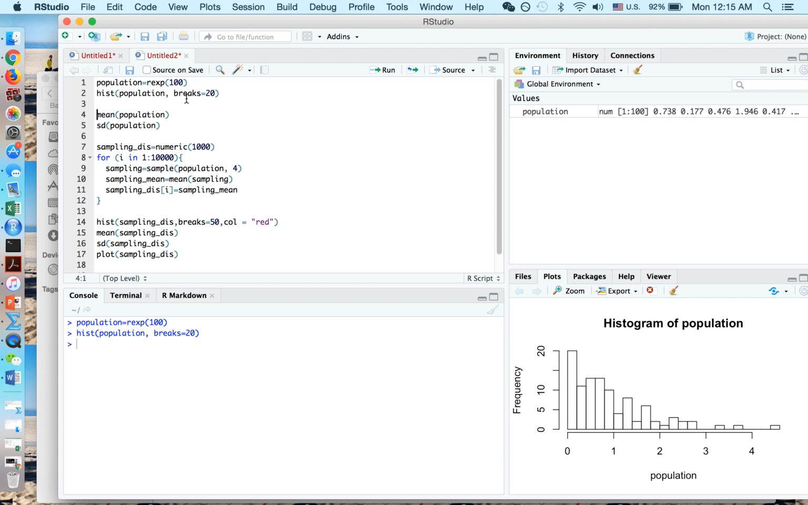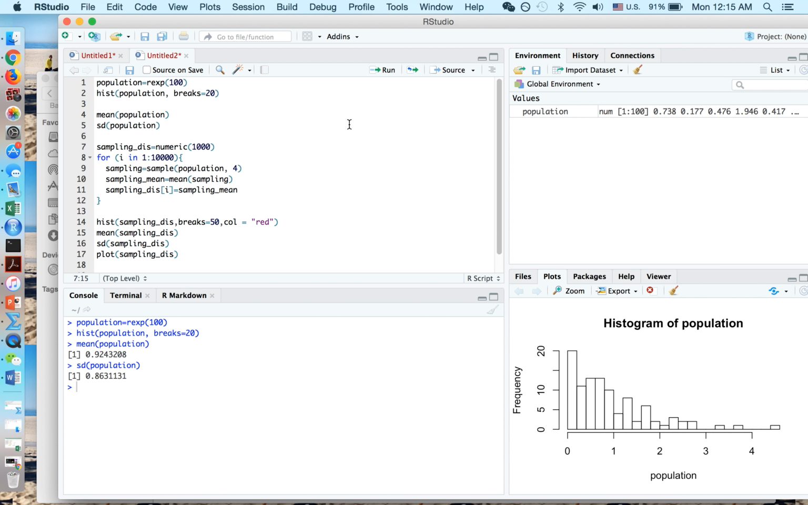I'm only using the default setting, but we can take a look at the mean of this population, which is about 1. The standard deviation is about 0.9. Actually, this won't be the population standard deviation, because whenever I use the R command sd, it automatically returns the sample standard deviation. You may have to do something to correct it, but for now, we will say that it's approximately 0.9.